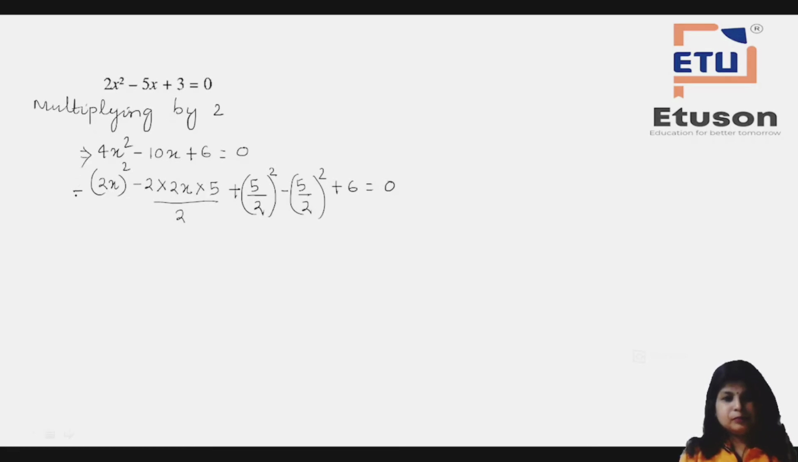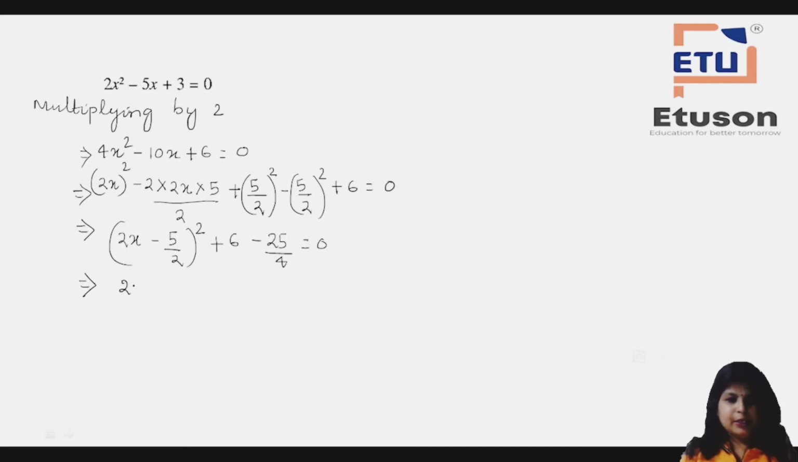So now you have expressed these three terms in the form of a minus b whole square. So what is a here? 2x. What is b here? 5 by 2 whole square. Okay, so now let us solve the constant part. So I will take plus 6 first, minus 25 divided by 4 is equal to 0.